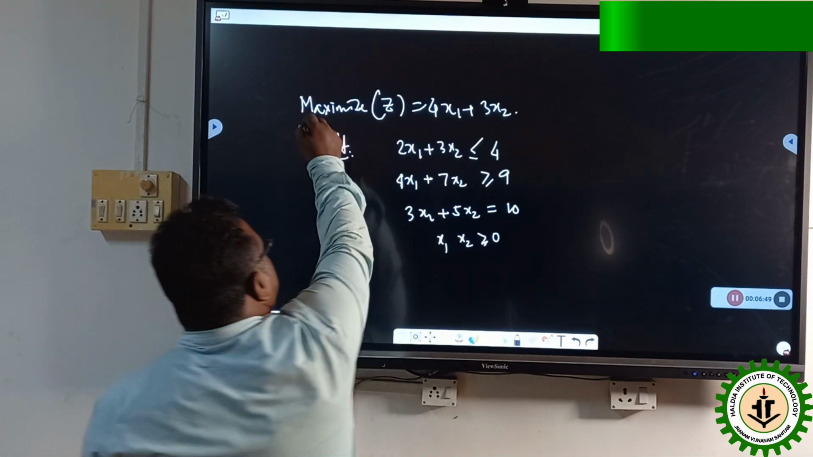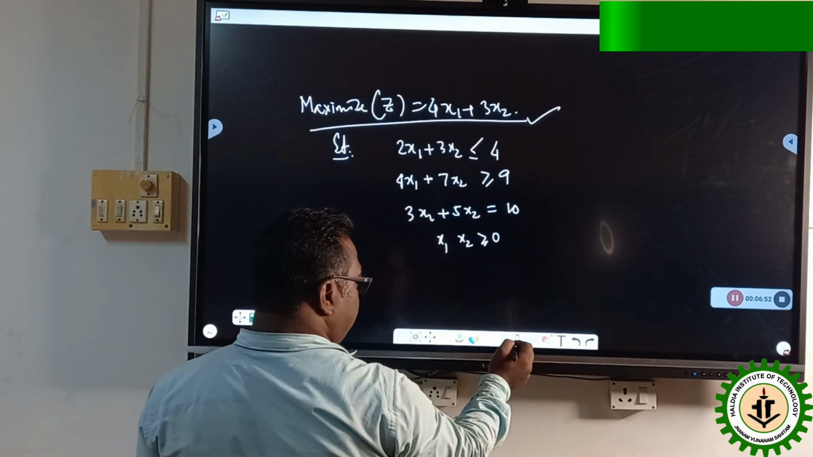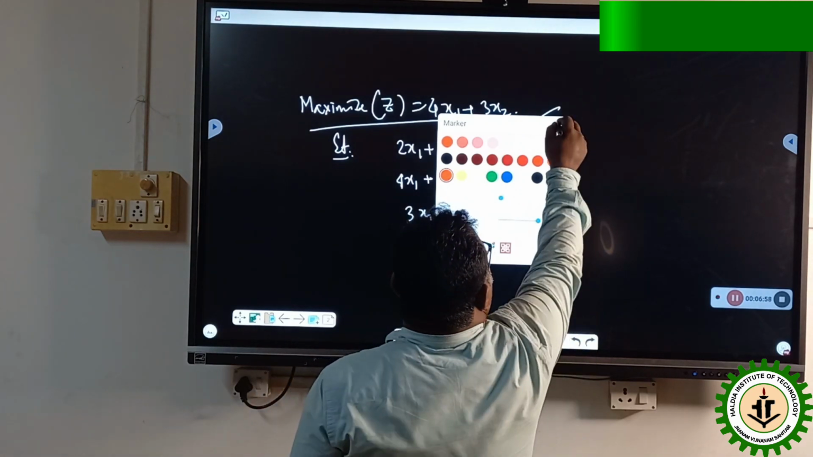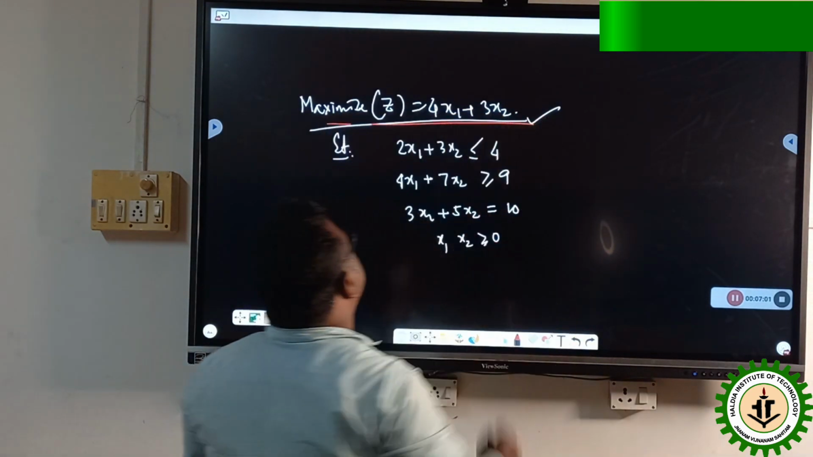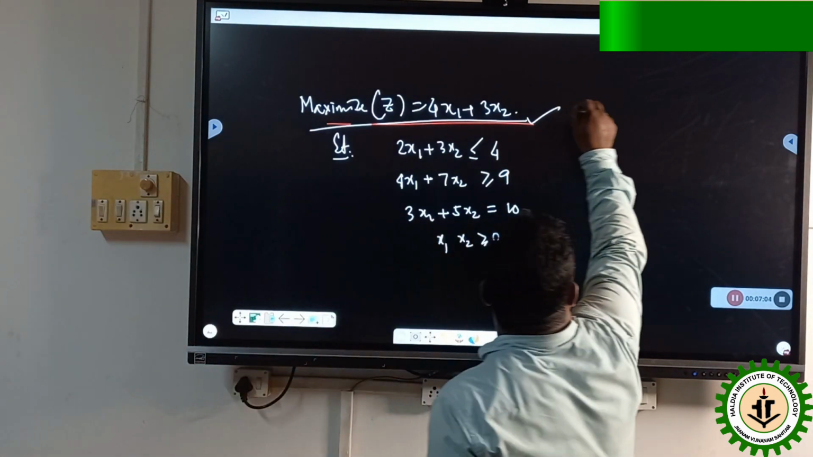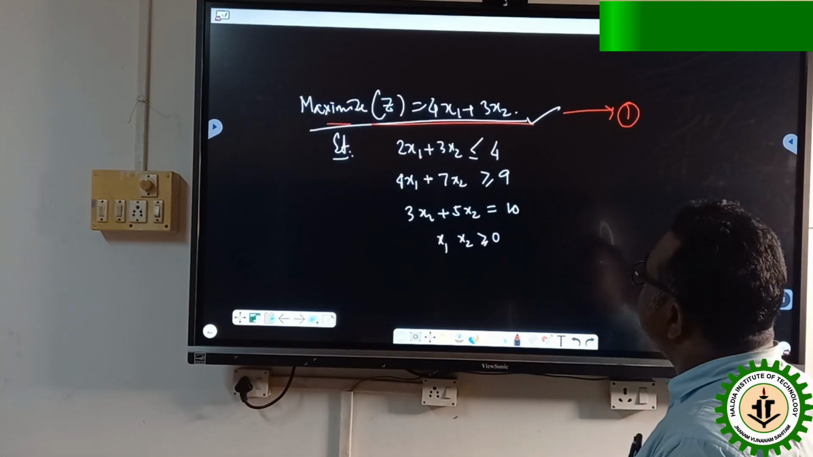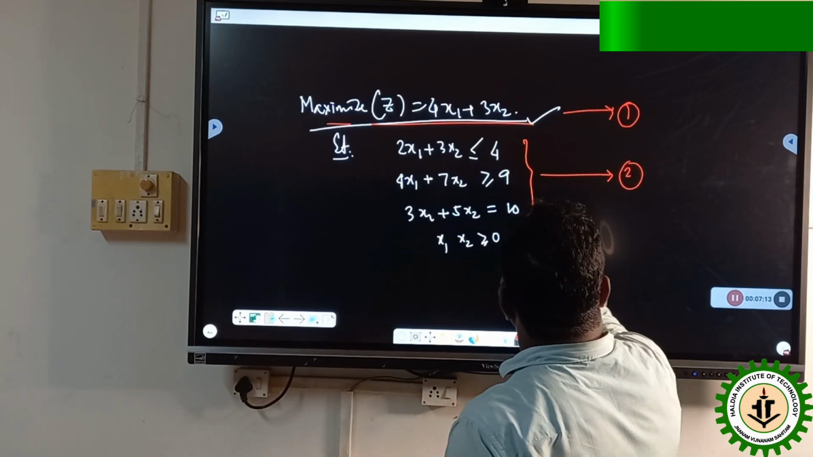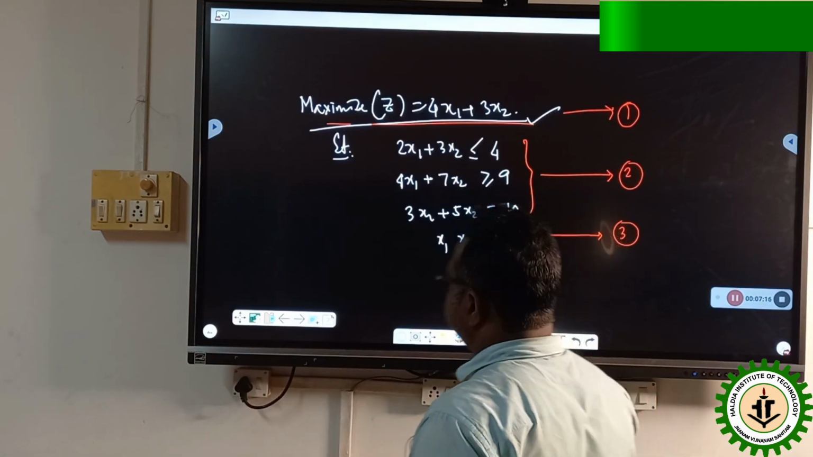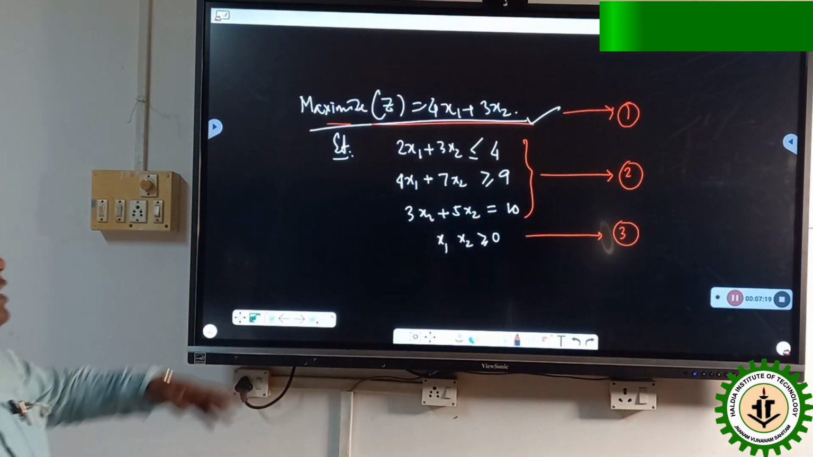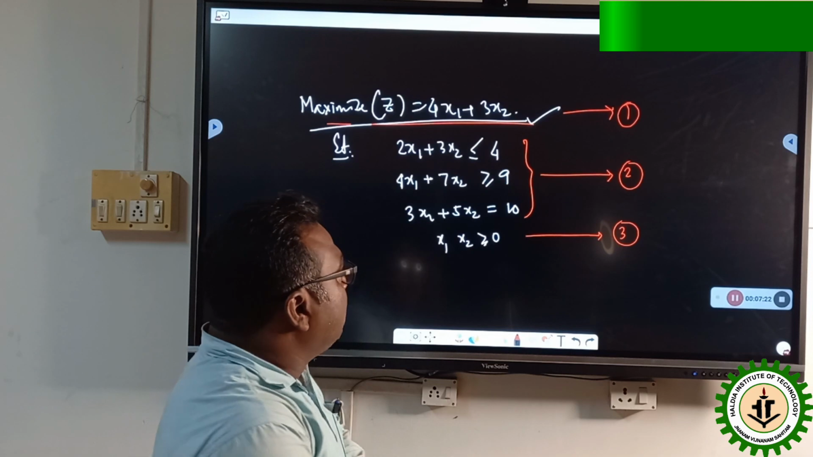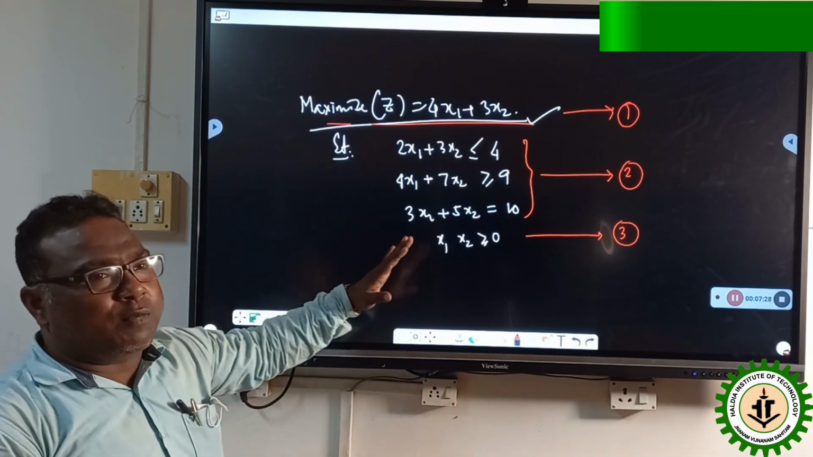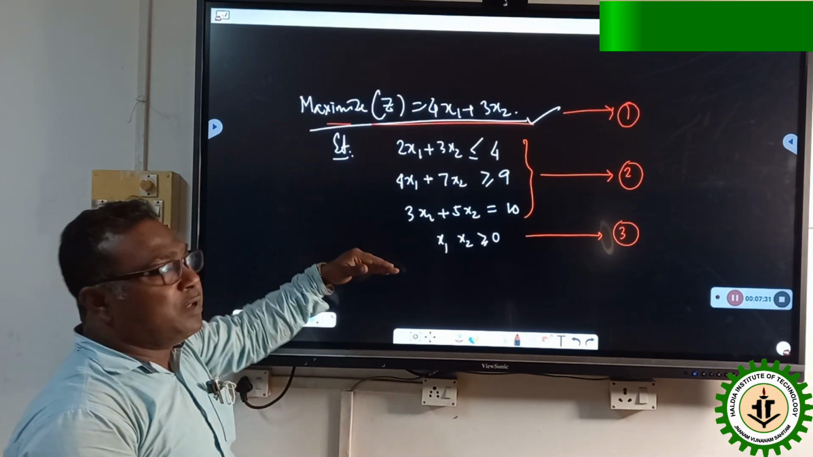Here you can see that this is your objective function. If I go for a different color, you can see that this is our objective function, so this is number 1. These three portions belong to the constraints, and this is the non-negativity restriction. So these three parts will be there in any LPP, and obviously we will learn today how we will solve this, because from any given information you can find out what the LPP is.